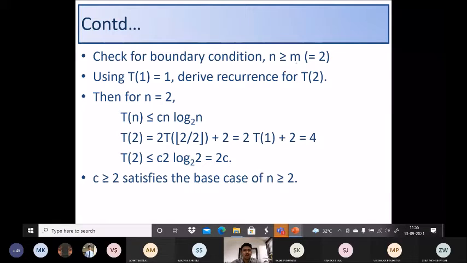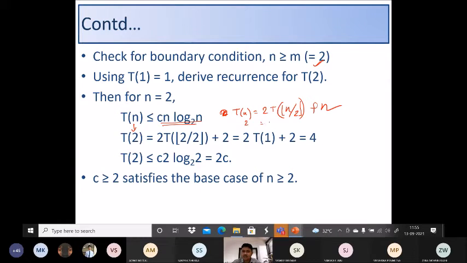So check the boundary condition for n greater than or equal to 2. Okay? So put here n = 2. You will ask me why this. Because what is written here? T(n) = 2T(n/2) + n. This was written and it has been given floor, not ceiling. So that's why here we are putting 2.